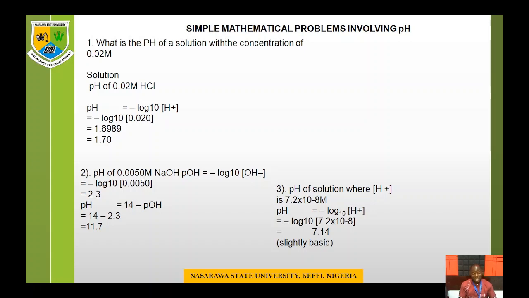But remember that in this case, what you have calculated, this 2.3, is the pOH. So how do you get the pH from the pOH? By subtracting the value of the pOH from the total value of pH on the scale, which is 14. So in this case, it's going to be 14 minus 2.3. That will give 11.7.